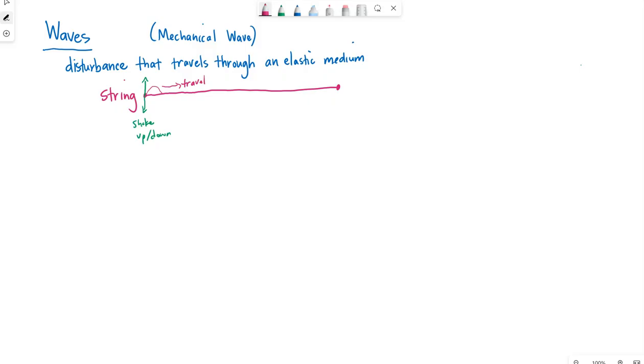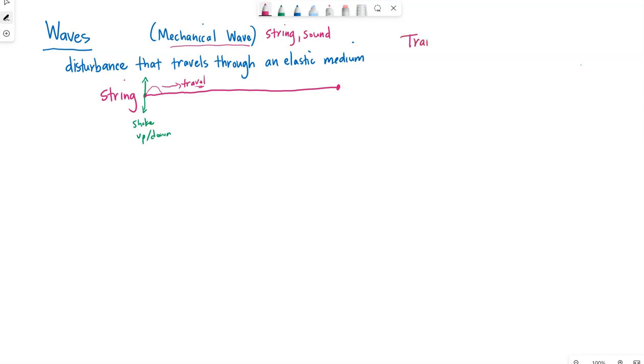So let's go back here. A couple of things. A mechanical wave is some sort of string or a sound wave. It's some sort of medium, some sort of material that is disturbed in some way. In the case of the string, we shake it up and down, and then this disturbance travels along the length of the string.